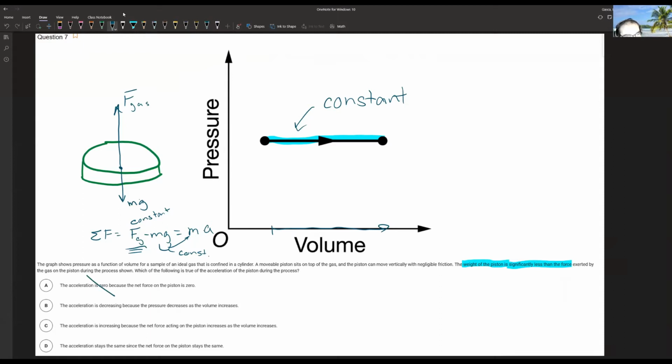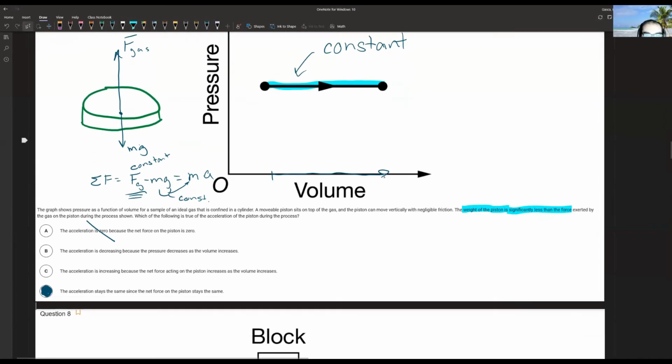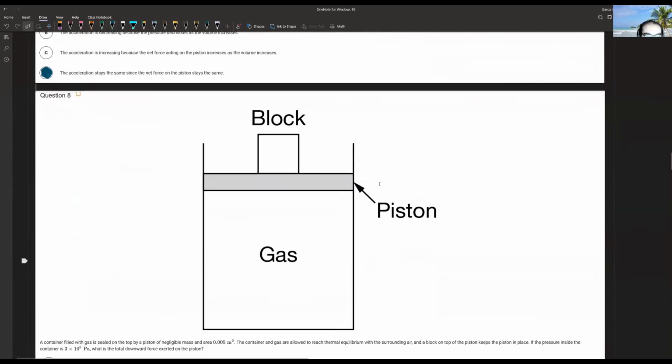There is a net force from the force of the gas, but the acceleration itself will stay the same because the force from the gas is the same, because the pressure remains the same. In addition, the mass of the piston does not change, and neither does the gravitational field strength or the acceleration due to gravity. So D is our best answer choice.